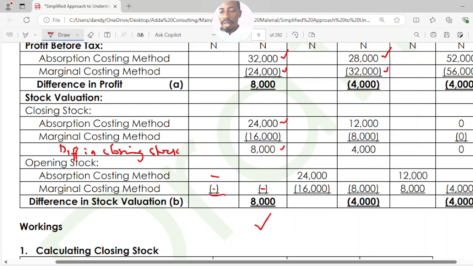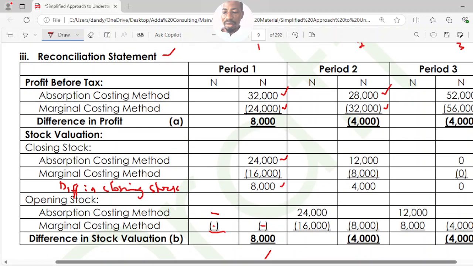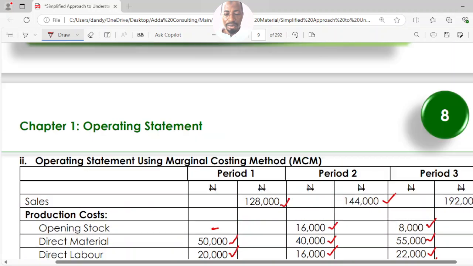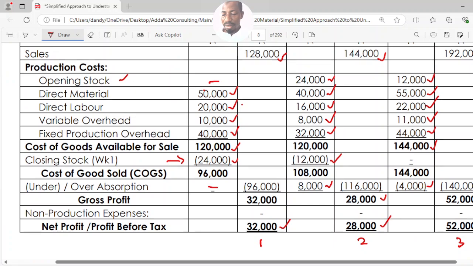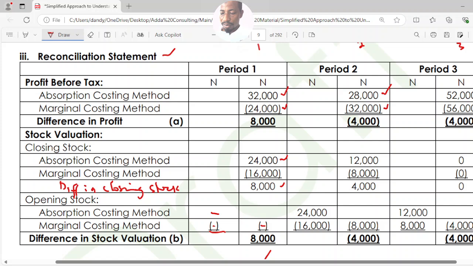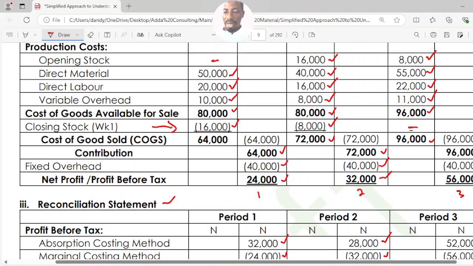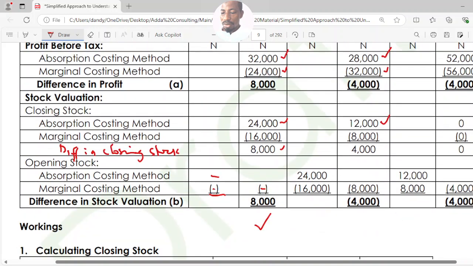Okay. Then I will go to the second period. In the second period, difference in profits, we've already done it. Let's do difference in the stock valuation. So in the second period, what is the closing stock under absorption? Under absorption, closing stock is 12,000 naira. So let us go and post. Okay, that's the 12,000 here. Under marginal, what is the closing stock? 8,000. All right. So that's the 8,000 here that you are seeing there. 12,000 minus 8,000 will give us plus 4,000.